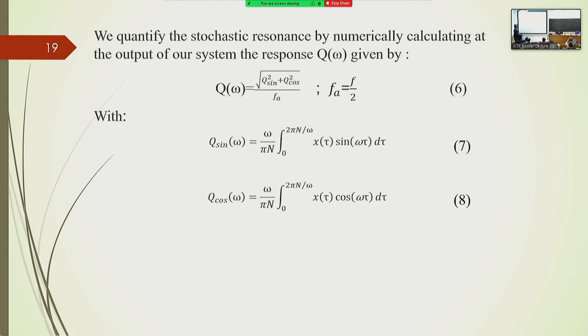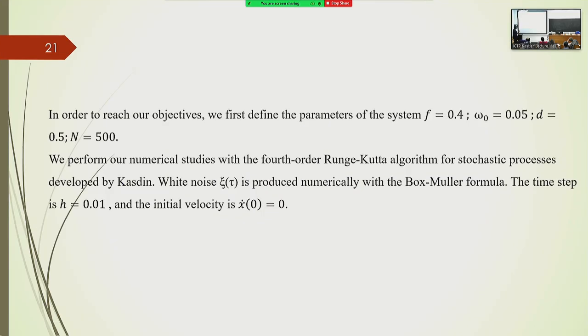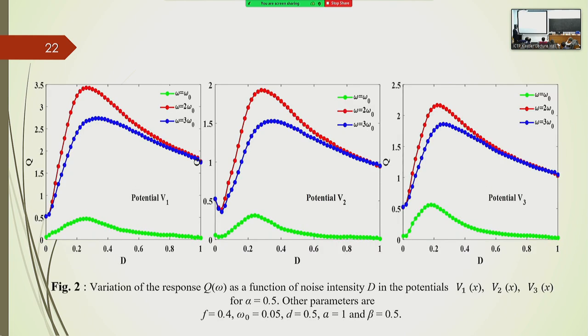We quantify the stochastic resonance by numerically calculating at the output of our system the response given by expressions 6, 7, and 8. Let us now present our numerical results. In order to reach our objective, we first define the parameters of the system. We perform our numerical studies with fourth-order Runge-Kutta algorithms for stochastic processes developed by Kasdin. White Gaussian noise is produced numerically with the Box-Müller formula. The time step is 0.01 and the initial velocity is 0. We first study the response at the output of the system as a function of noise intensity at the frequencies omega 0, 2 omega 0, and 3 omega 0 in the three kinds of asymmetric potential.